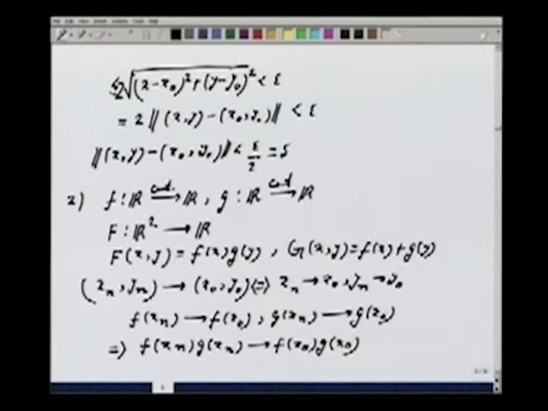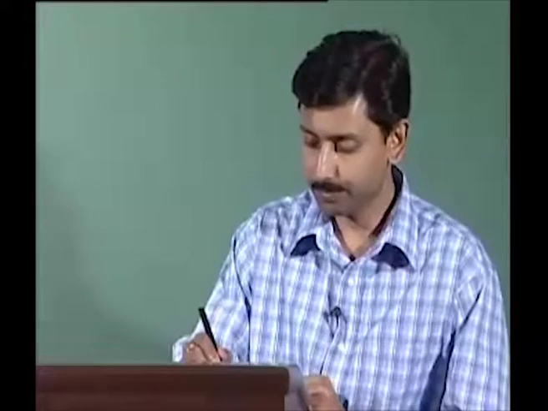But look at the definition of the function. This is just F of (xn, yn), and this is F of (x naught, y naught). So by the sequential criterion, capital F is a continuous function. Exactly a similar kind of proof will tell you that capital G is also a continuous function. So this way you can create more complicated continuous functions of two variables using one-dimensional continuous functions. Let us see some more examples.